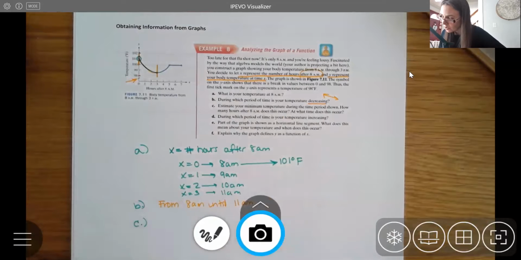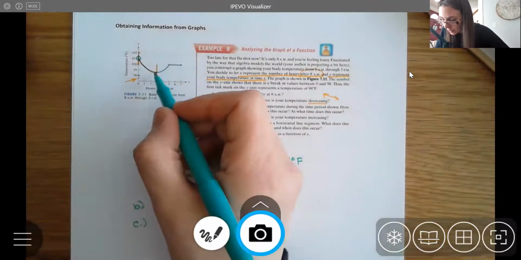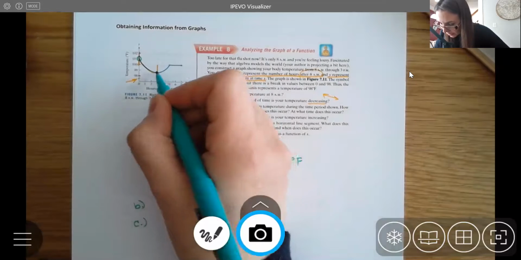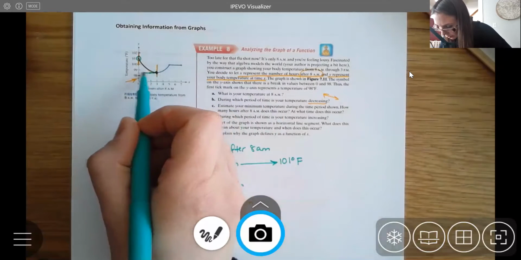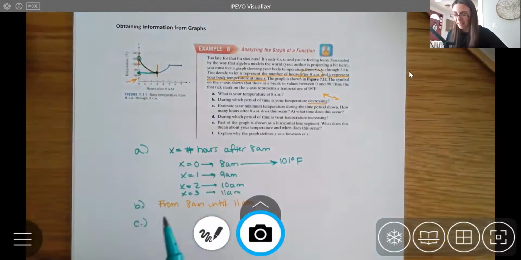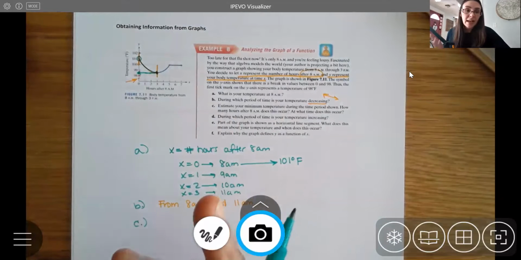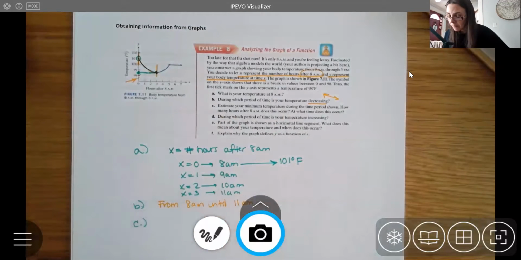Estimate your minimum temperature during the time period. How many hours after 8 a.m. does it occur, at what time? So our minimum temperature, so where is it the lowest during this time period? Clearly it's the lowest right here. So if I kind of move over, it looks like it's maybe 98.5 degrees, maybe 98.6 degrees, something like that, would be our estimate here.